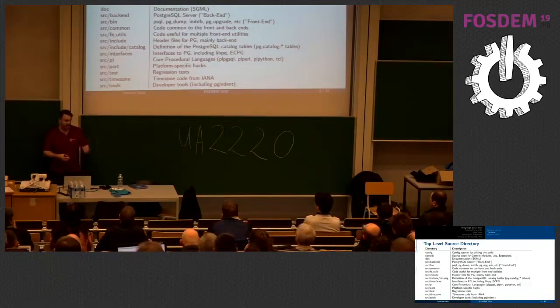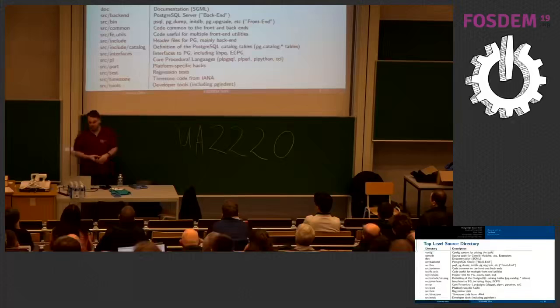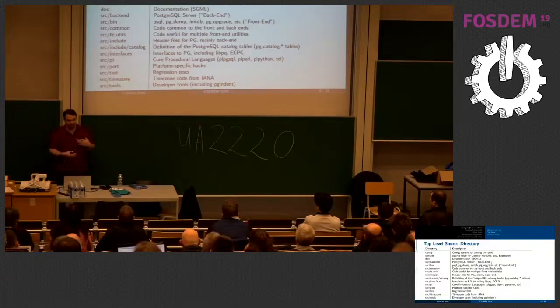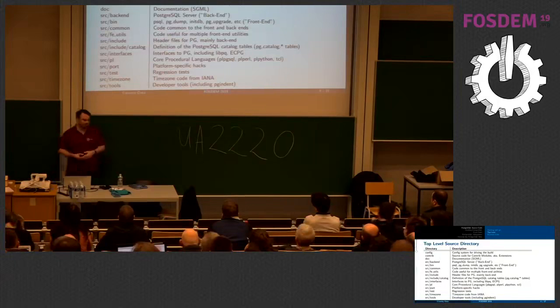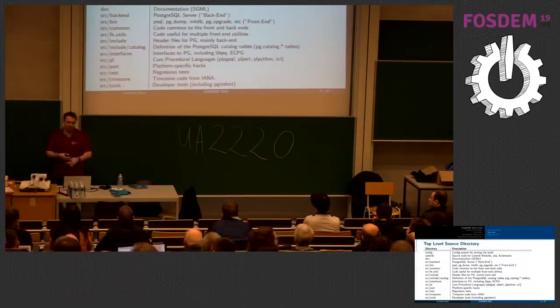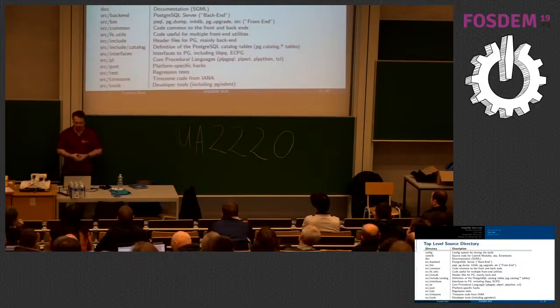We then have SRC FE utils, so these are front-end capabilities, right? Certain things that make sense to be in the front end that we don't use in the back end go here. So if you're wondering about some new thing you're building, should the common code go into FE utils or should it go into common? Well, the question is, is it going to be used in the back end? If not, put it into FE utils.